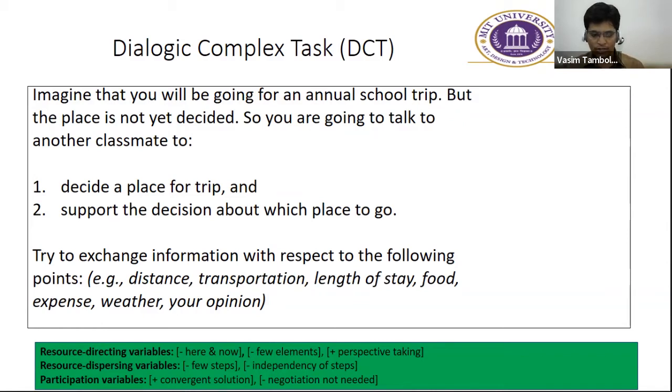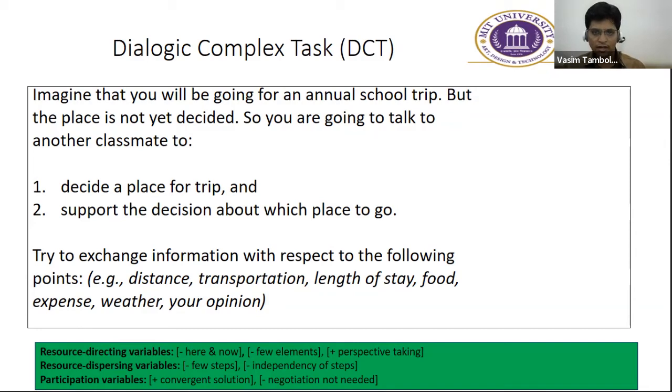It had a lot more elements, like various points: distance, transportation, length of stay. Again, they had to consider another person's perspective. More steps were required. For example, if I have to decide on a place, I really cannot decide right away; before that I had to undergo some stages. I had to propose a topic, ask my fellow classmates in a discussion, propose my opinion and ask for their opinion, agreement, disagreement. So we had these many different stages, which were missing in the simple task. So the task required negotiation on their part.